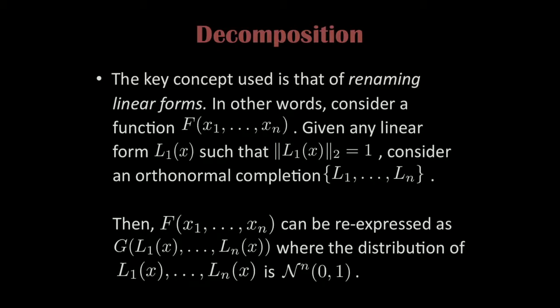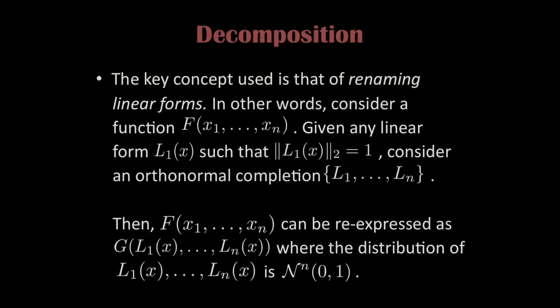And the key concept again we are going to use here is that linear forms of Gaussians are Gaussians. So basically, suppose you are given a function f of x1 to xn, where x1 to xn are drawn from a standard n-dimensional normal. Given any linear form L1x whose 2-norm is 1, consider an orthonormal completion of this basis, L1 to Ln.